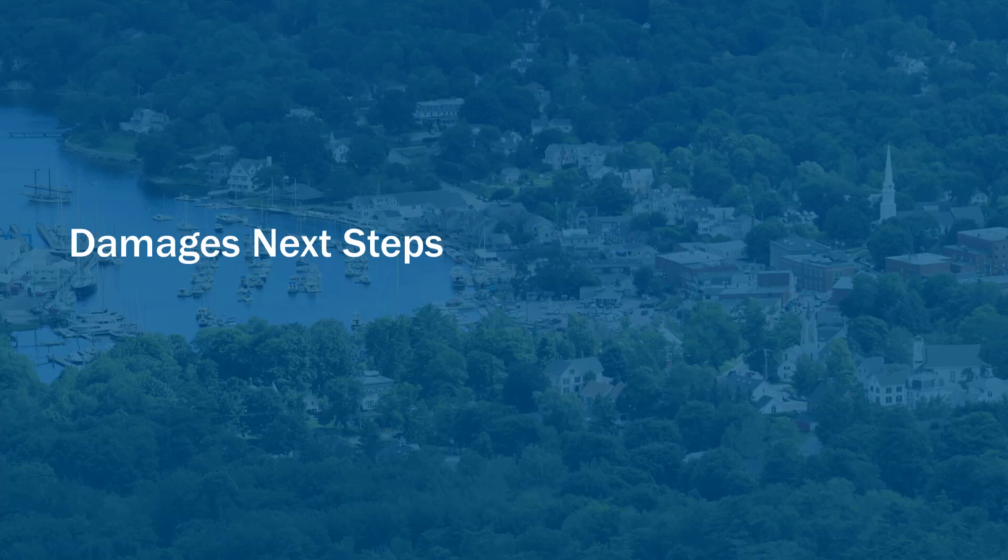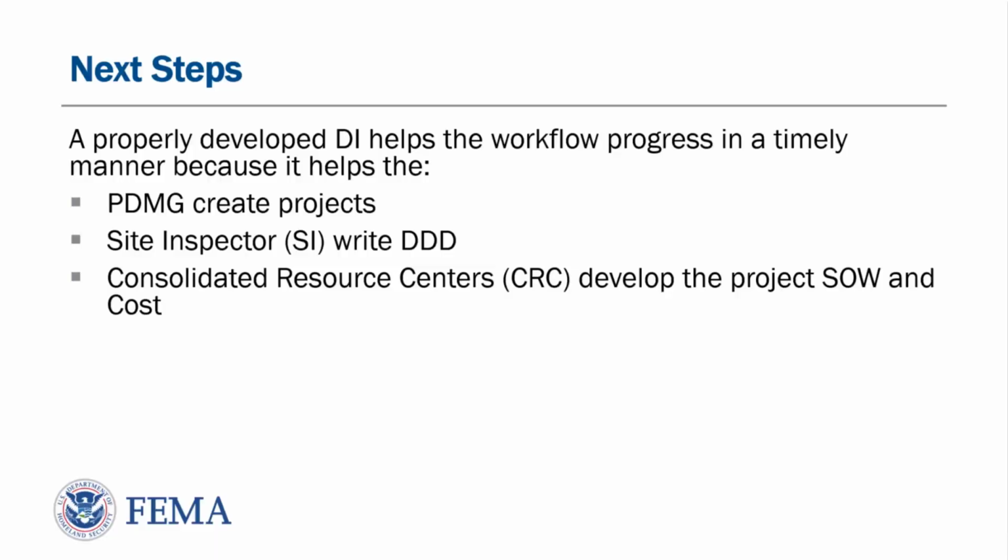Let's talk about what happens once the damage line items have been entered into Grants Portal. Subsequent steps in the public assistance workflow are dependent on the damage inventory line items. A properly developed DI helps the workflow progress in a timely manner because it helps the PDMG create projects, the site inspector write a good DDD, and the consolidated resource centers scope and develop the cost of the project.